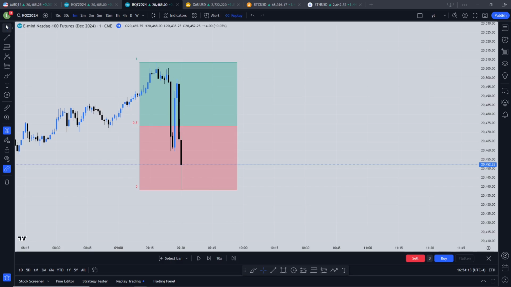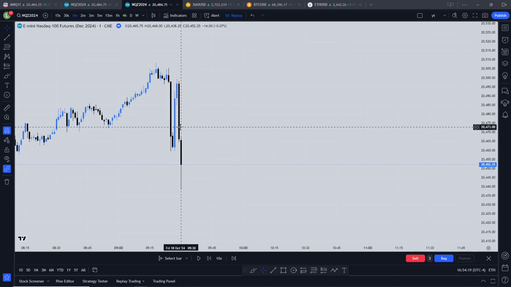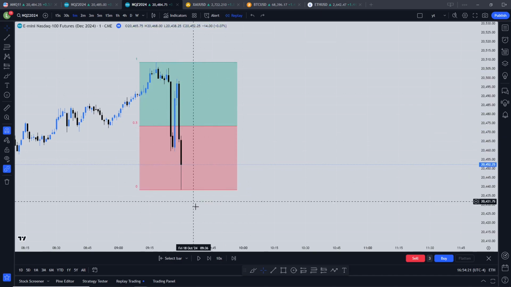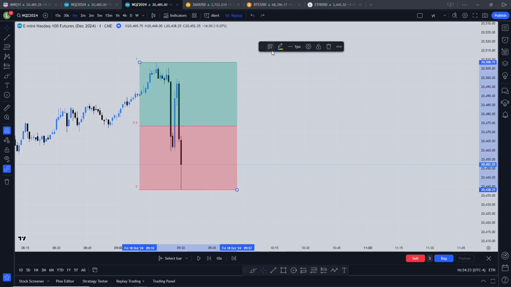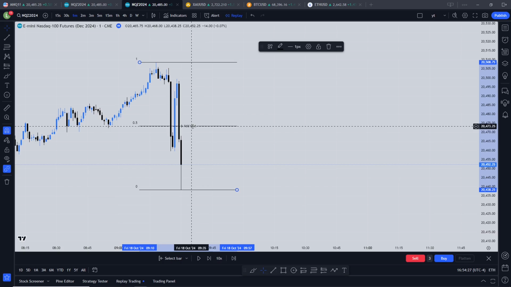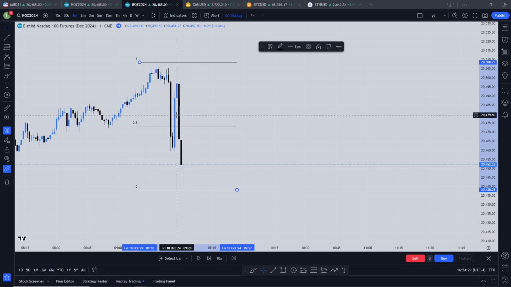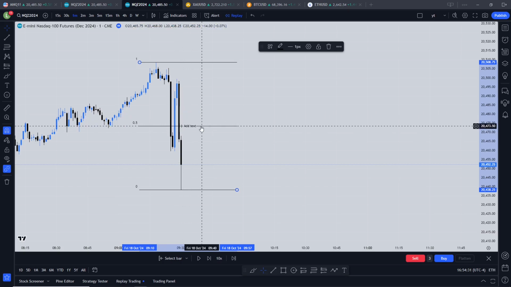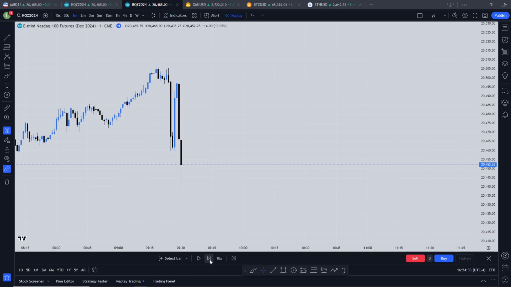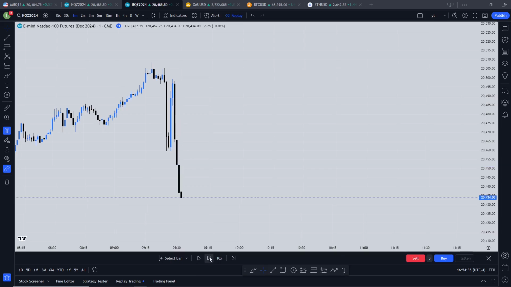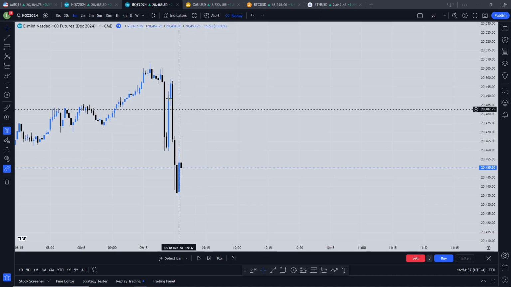So basically, when you're in discount, you're going to want to look for longs, and when you're in premium, you're going to want to look for shorts. So right now we are in discount, right? So let me put this back. I prefer to use it like this. It's just much easier to see. It's not too many colors at once. So right now we are in discount, which we already know.